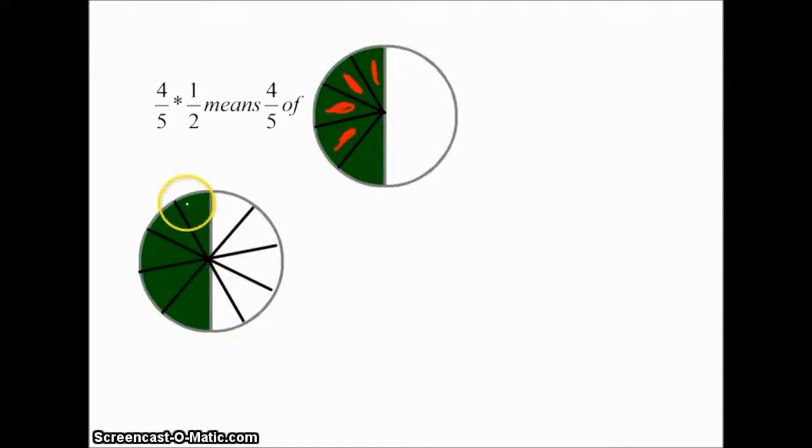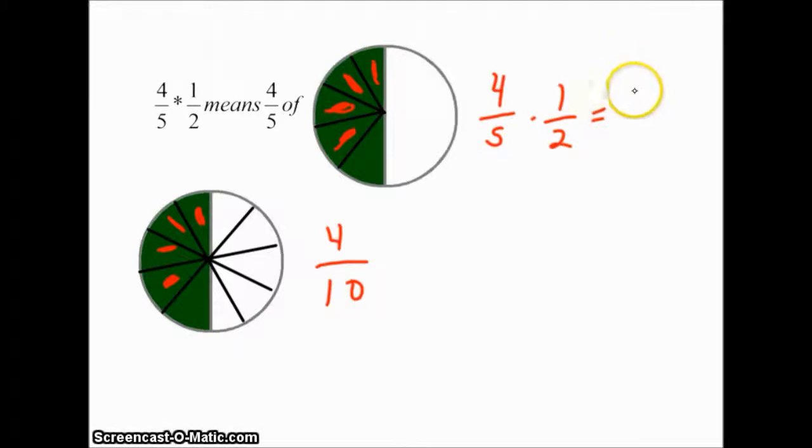Well, if we've claimed 4/5 of this section, our answer is going to be 4 with a denominator of 1, 2, 3, 4, 5, 6, 7, 8, 9, 10. So in this problem, 4/5 times 1/2 equals 4/10.